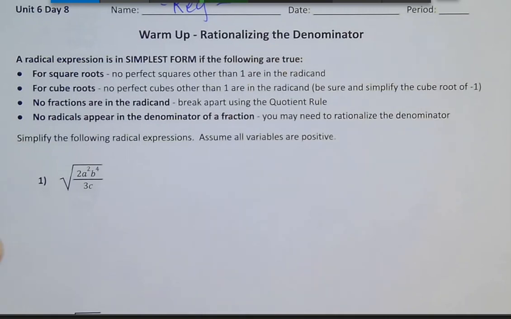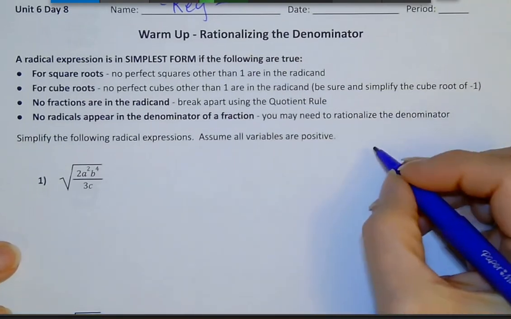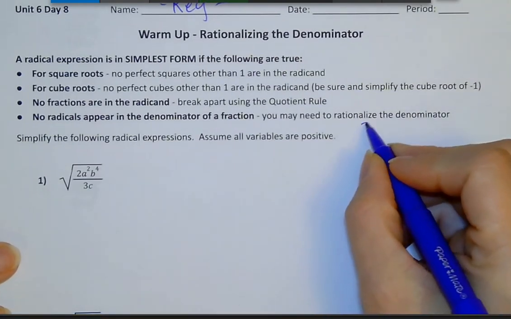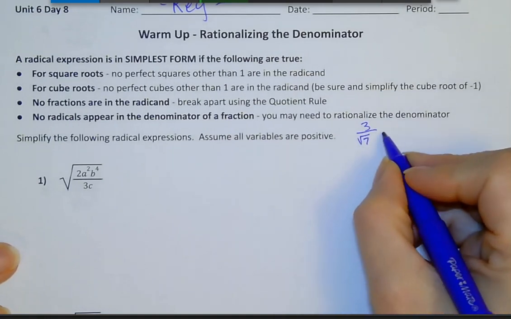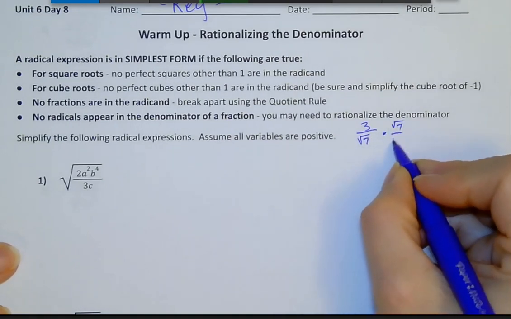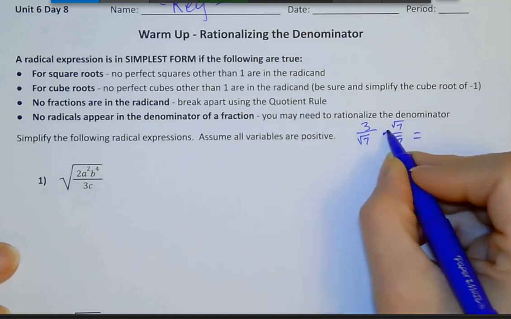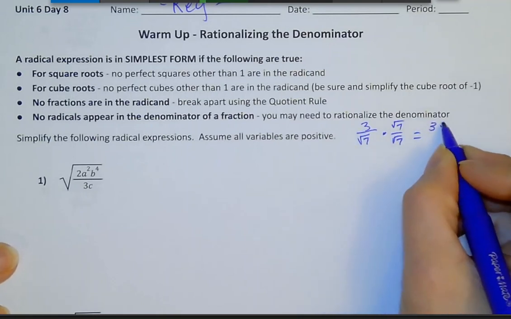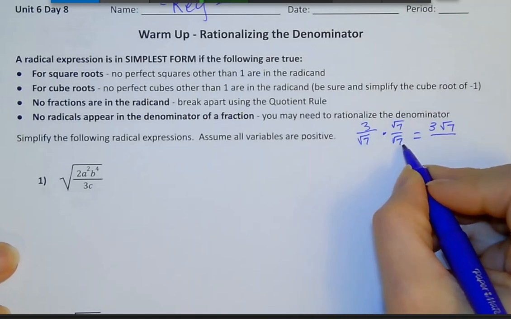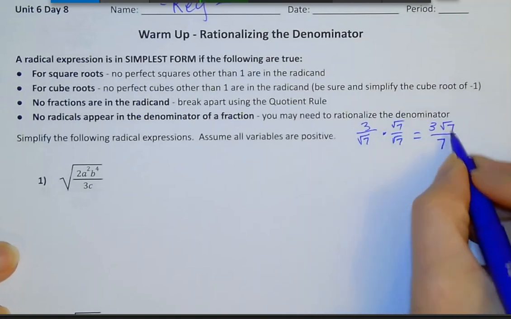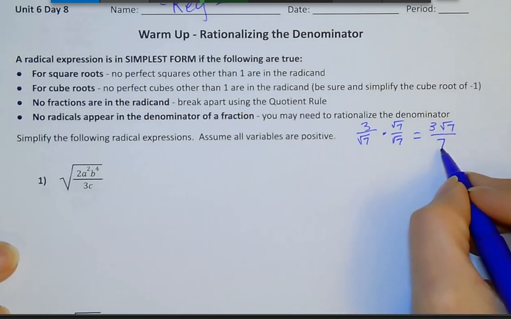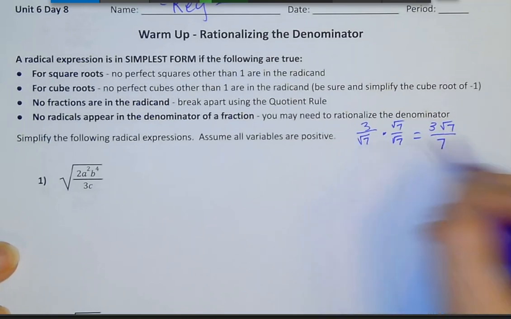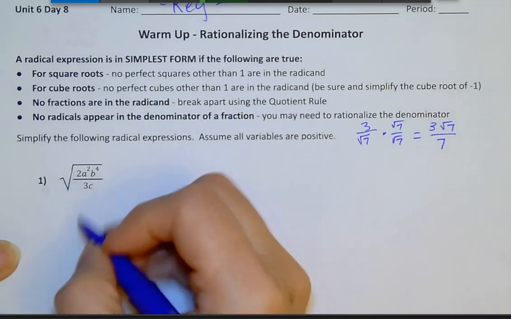So every single time, our little example the other day was if I had like 3 over the square root of 7. To rationalize that denominator, I would multiply that by the square root of 7 over the square root of 7. In the end, I end up with 3 roots of 7 all over the square root of 7 times the square root of 7, which is just 7. So that is me rationalizing the denominator. Okay, 3 roots of 7 over 7 is the same amount as 3 over the square root of 7. Just looks different.